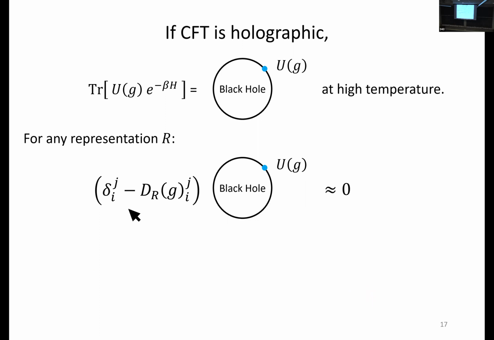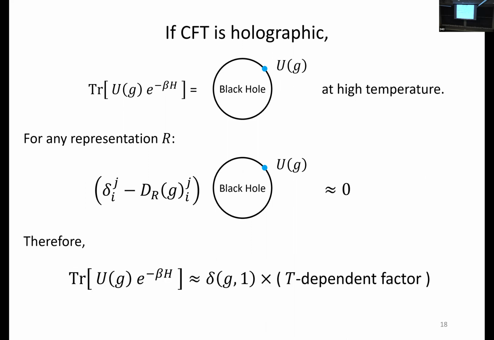That is that Kronecker delta minus the representation matrix acting on this thermal partition function twisted by group element G is equal to 0 in this case. Okay. So therefore, this thermal partition function has to be a solution to this equation. There is a unique solution to this equation, which you can figure out if you think for a moment. The unique solution is that it has to be a delta function in the group element.